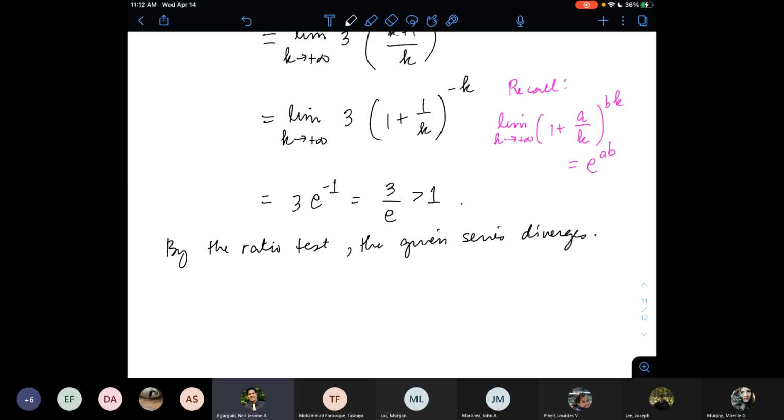Now this is different from the basic test for divergence, because the basic test for divergence tells us that if the limit is not equal to 0, then it is automatically divergent. But the ratio and the root test require you to compare the limit of either the ratio or the root to the number 1, and you can get appropriate conclusions. So this one's divergent.